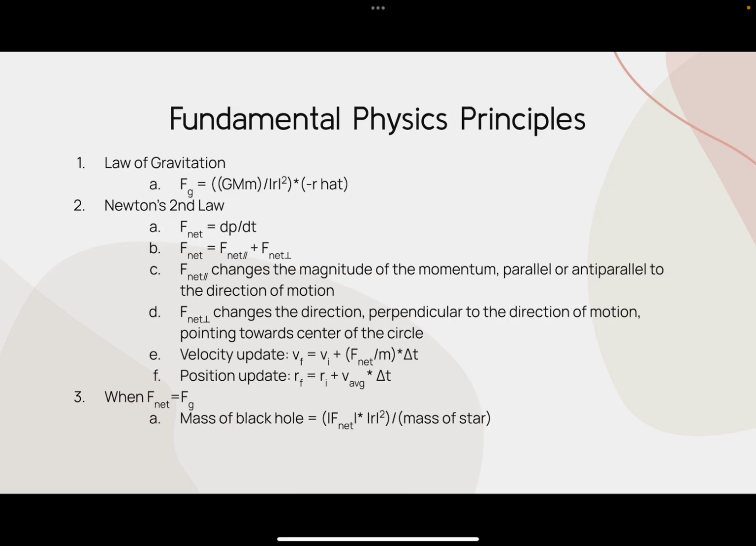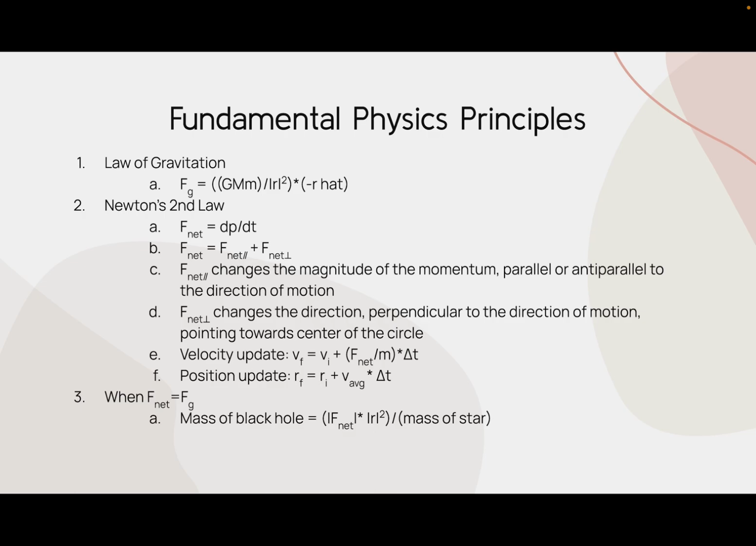One of the fundamental physics principles used is the law of gravitation, which states that Fg is equal to G times M over the magnitude of r squared times negative r hat. And Newton's second law, which states that F net is equal to the change in momentum over the change in time, and F net is also equal to F net parallel plus F net perpendicular.